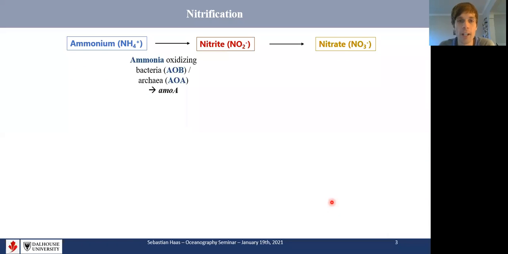A little more on nitrification. So it's this two-step process where the first step from ammonium to nitrite is catalyzed by ammonia oxidizing bacteria, which I'll be abbreviating AOB, or ammonia oxidizing archaea, AOA. And in my research, I use functional marker genes, which are so you can go into the environment, sequence the DNA from a sample, and look at the distribution over samples of functional marker genes.